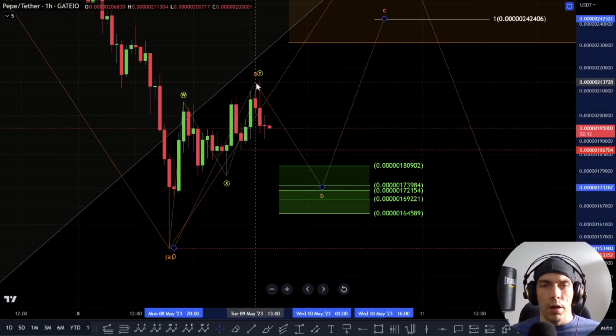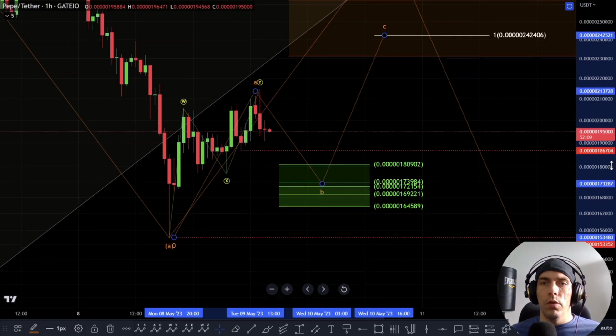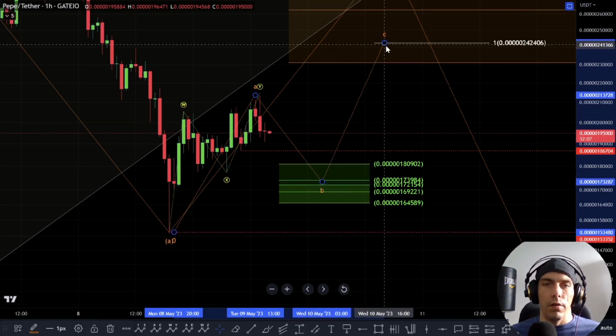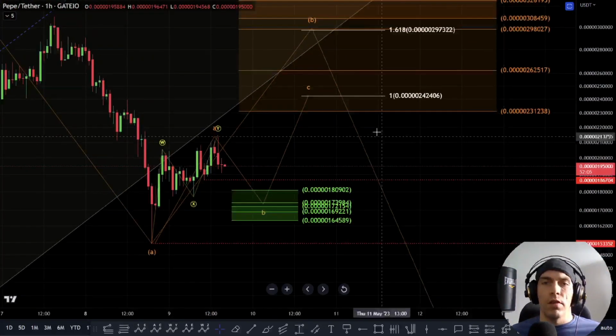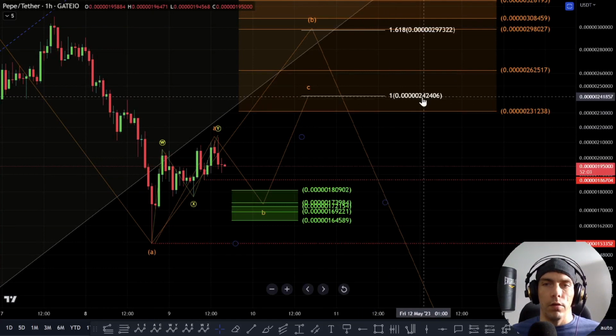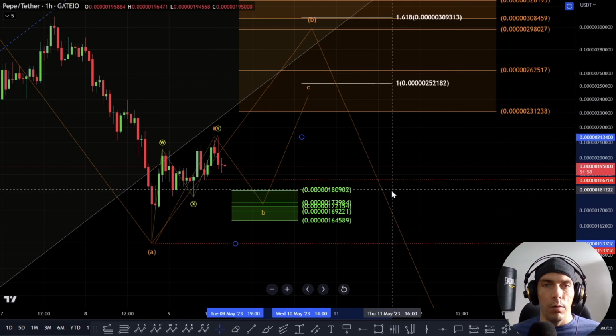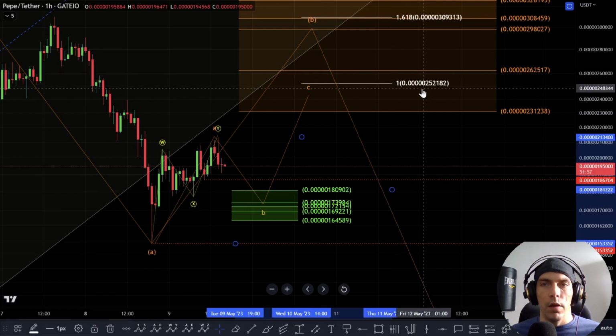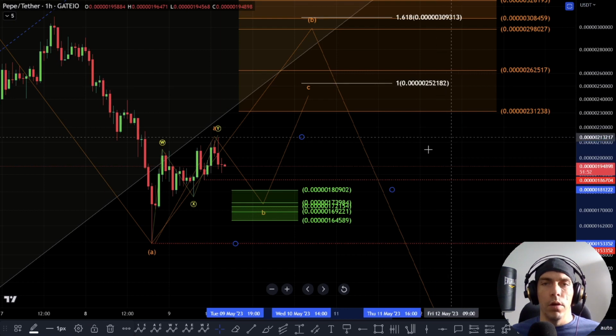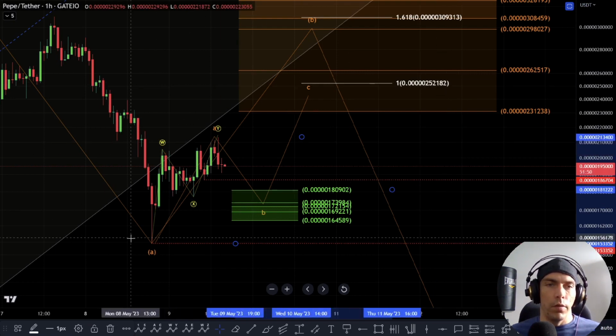Now, if we do come back down into this zone, what we could see is, like I said, this play out as a C wave to the upside, in which case that 1-to-1 would be here at this 242406. Now, if we only came down to 50%, that would push this up towards this zone here of this 252182, which would be a 1-to-1 of this as an A wave.